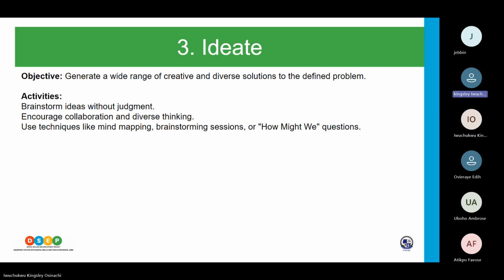We see the ideate stage generates a wide range of creative and diverse solutions to the defined problem, right? Under this stage, this is where you brainstorm ideas without judgment. So you see things like crazy eights, how might we, and stuff like that. They all fall under this stage. They encourage collaboration and diverse thinking. Use techniques like mind mapping, brainstorming sessions, or how might we questions to solve this problem, right? This is where we ideate about the product we want to build.